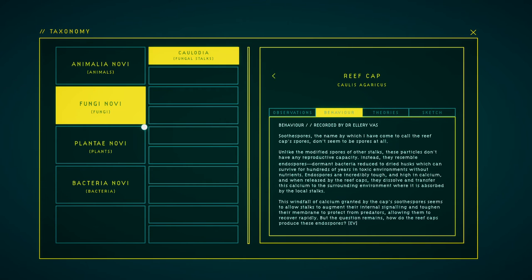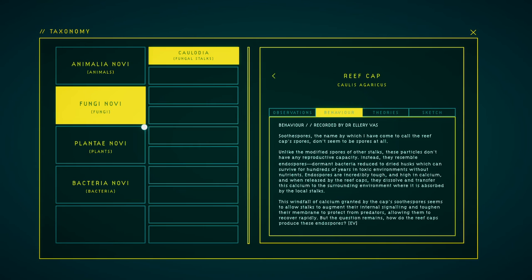Sooth spores, the name by which I have come to call the reef caps' spores, don't seem to be spores at all. Unlike the modified spores of other stalks, these particles don't have any reproductive capacity. Instead, they resemble endospores, dormant bacteria reduced to dried husks which can survive for hundreds of years in toxic environments without nutrients. Endospores are incredibly tough and high in calcium, and when released by the reef caps, they dissolve and transfer this calcium to the surrounding environment where it is absorbed by the local stalks.